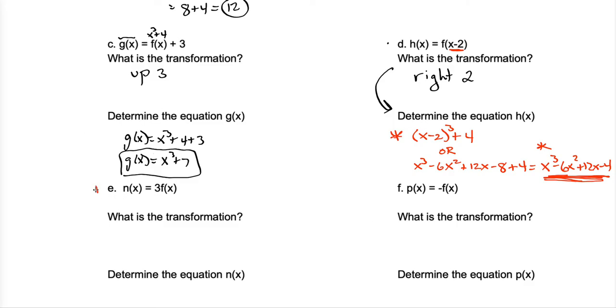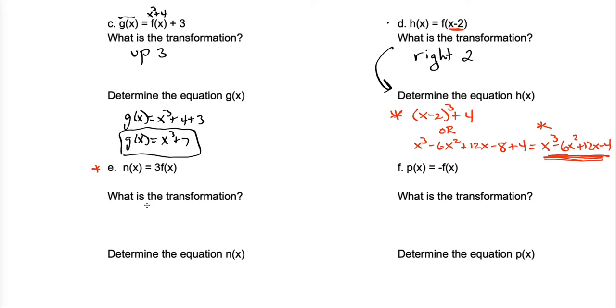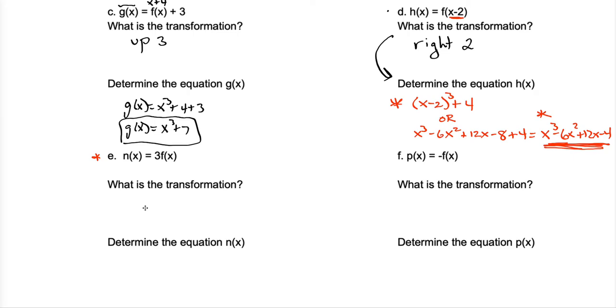So I'm looking at E now, where we're trying to do 3 times f of x. Would you rather answer what is the transformation or determine the new equation? Neither? Well, what does 3 times something mean? It's x cubed plus 4 times 3. That's perfect. That's exactly what it means. That's the determine the equation one, which is the harder one.